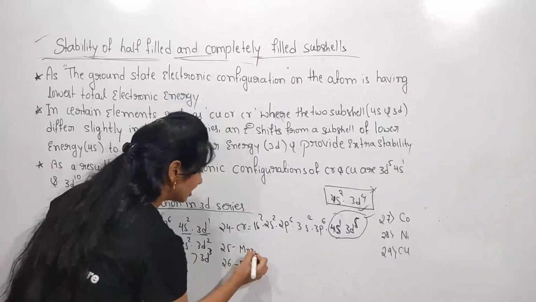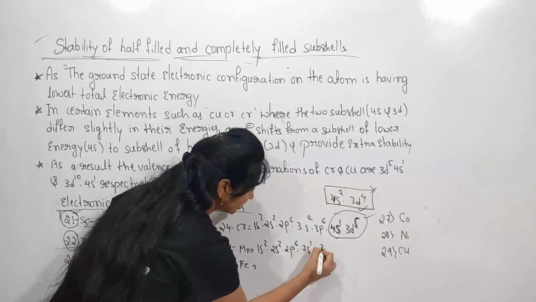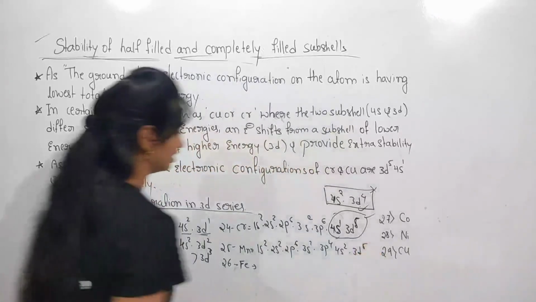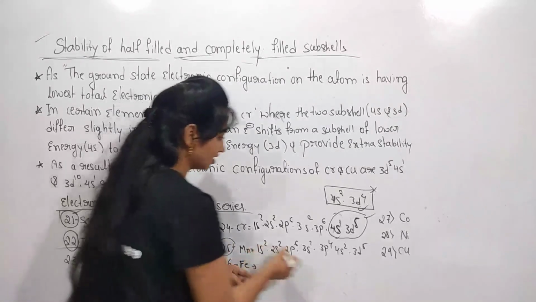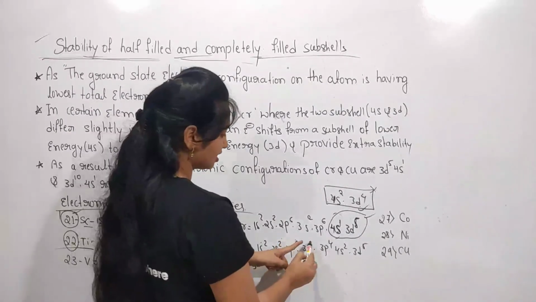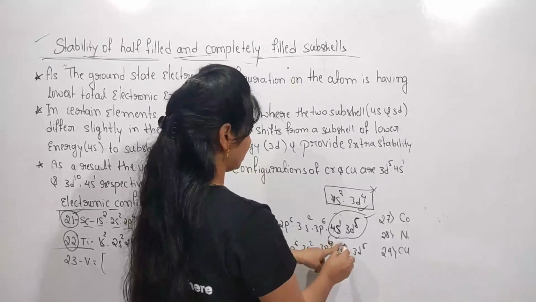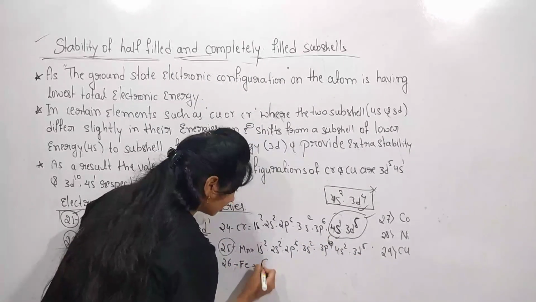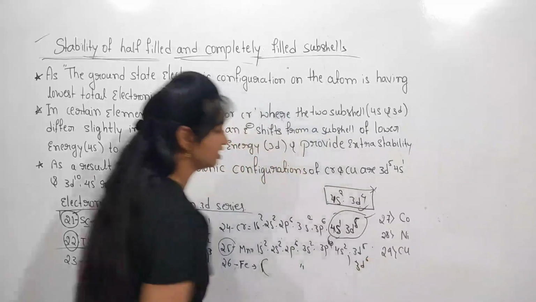Next, in manganese: 1s2, 2s2, 2p6, 3s2, 3p6, 4s2 and 3d5. The atomic number is 25; we just have to add these numbers: 2 plus 2 is 4, 4 plus 6 is 10, 10 plus 2 is 12, 12 plus 6 is 18, 20, 25. And next in Fe, up to this it is the same, here I write 3d6.